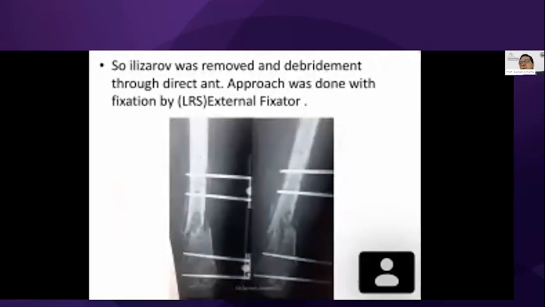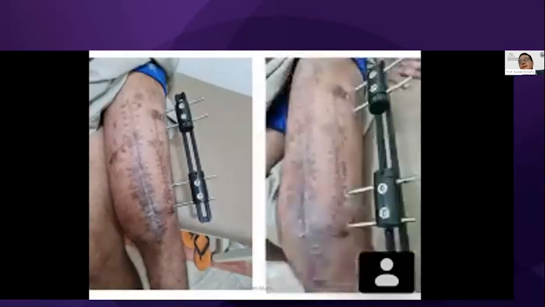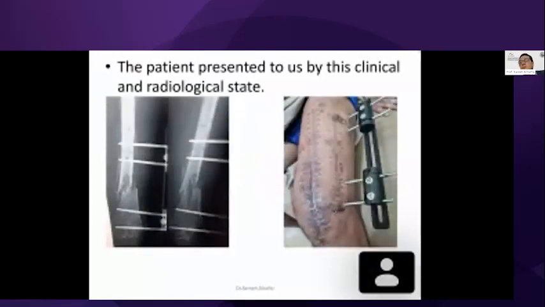This is the X-ray. We can also see here the rarefaction and osteomyelitis, and also the periosteal reaction here. This is a clinical photo of the patient, and this is the LRS. This is one incision, the open fracture from the first, the second incision, the third incision. The patient presented to us with this clinical and radiological picture after 3 months. You can see there were 5 operations done in 3 months. Why they were in a hurry, I don't know.